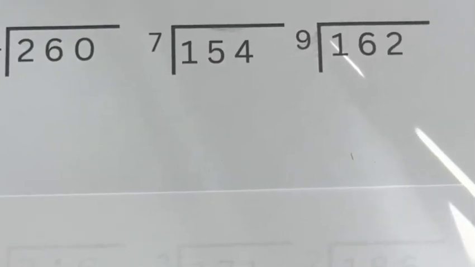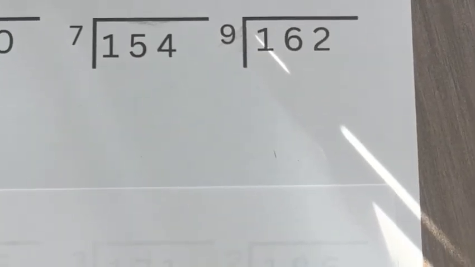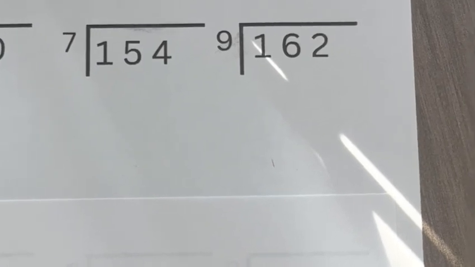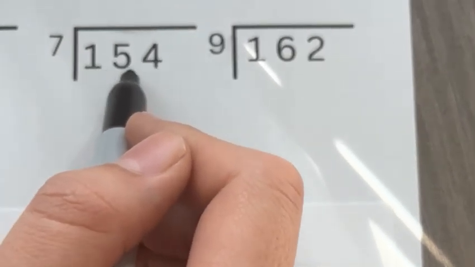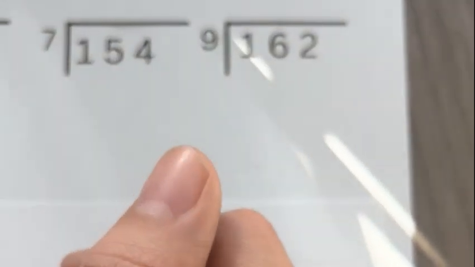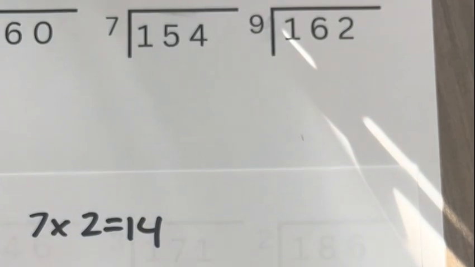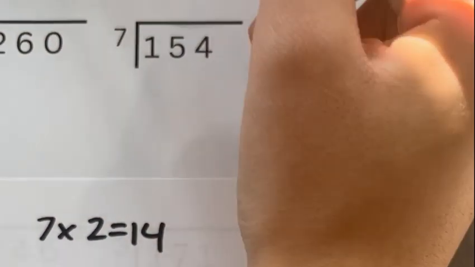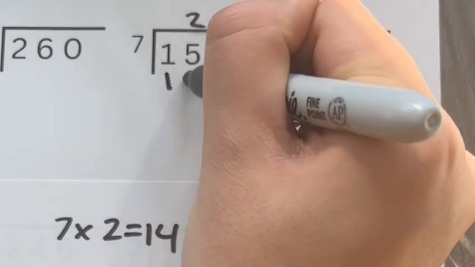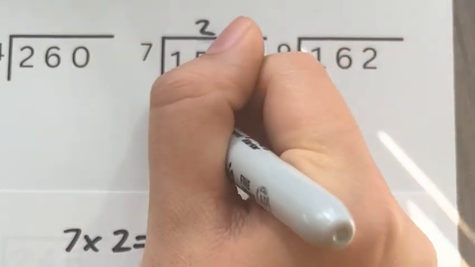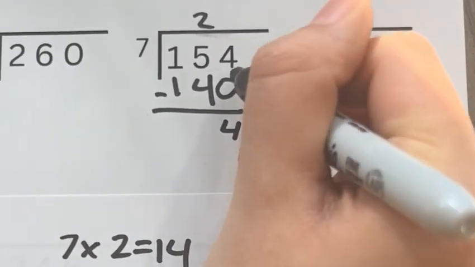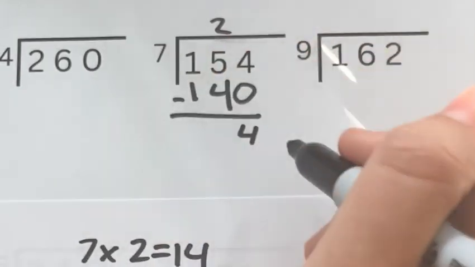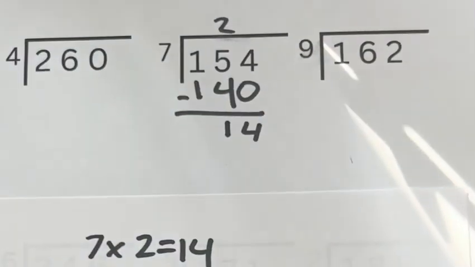Let's do 7 and 154. What is 154 divided by 7? So we see that 7 does not go into 1, but 7 goes into 15, right? You know that 7 times 2 equals 14, which works, right? So what we do is 7 times 2 equals 14. Add a 0. 154 minus 140. 4 minus 0 equals 4. 5 minus 4 equals 1. And 1 minus 1 equals 0.